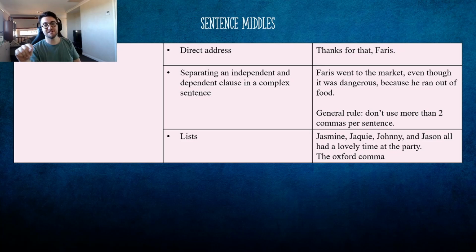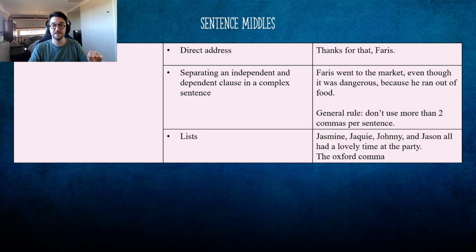So, Faris went to the market, even though it was dangerous, because he ran out of food. Now, because he ran out of food is a dependent clause. Faris went to the market is an independent clause, even though it was dangerous, also a dependent clause. So these second 2 are dependent clauses. What you'll notice is that if you were to take out the 2 commas and the bit in between the 2 commas, so if you were to take out even though it was dangerous, that sentence would still be a complete sentence. Faris went to the market because he ran out of food. That would be a complete sentence.